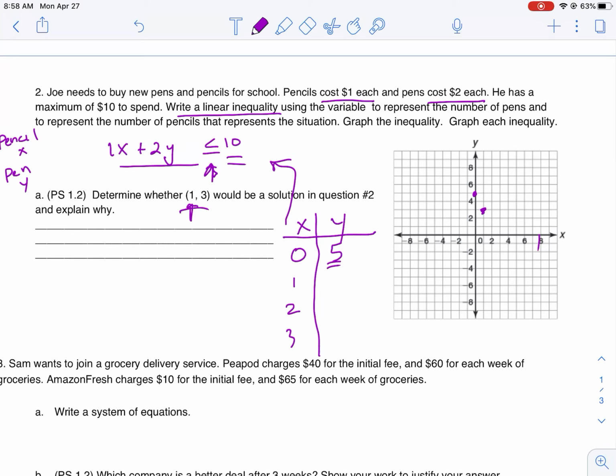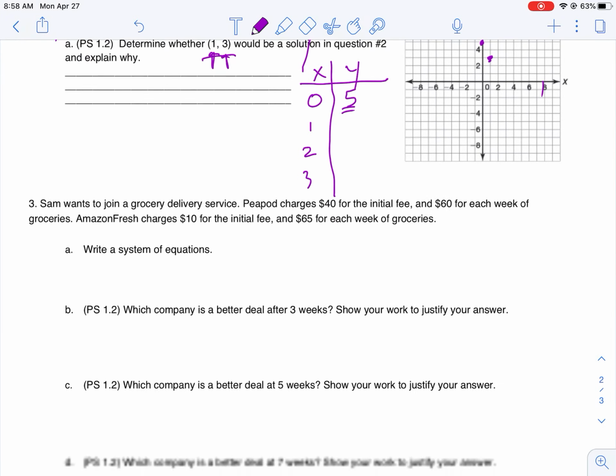And 1 is pencils, 3 is pens. You'll say, oh, yes, when I buy one pencil and 3 pens, it'll cost this much, which is still less than $10. Or, no, it is not a solution. When I buy one pencil and 3 pens, it costs this much, and it's more than the $10, okay? So keep that in mind.